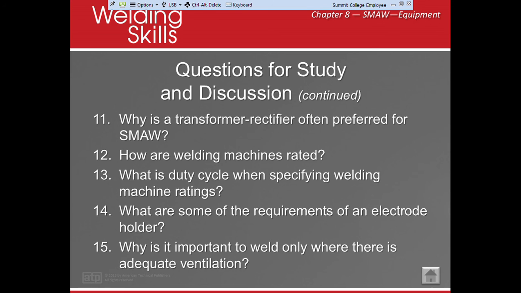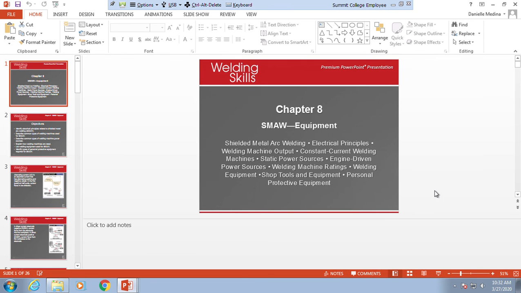What are some of the requirements of an electrode holder? Well, we want to make sure that it's light to reduce excessive fatigue. It doesn't heat up too rapidly. It's well balanced. We want to make sure the jaws secure and release the electrodes easily. It's properly insulated. And we want to make sure that it's rated for what we're doing. That's it. All right.